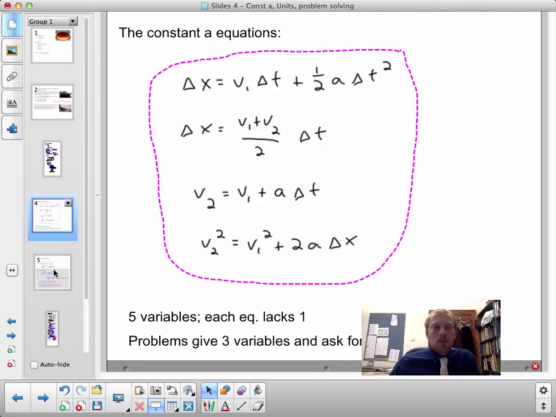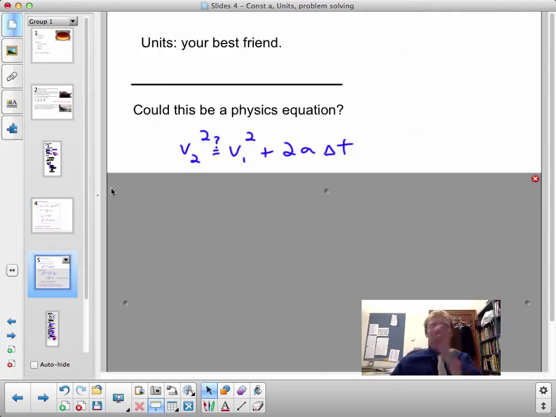Great. So let's do an example. Oh, no, let's not do an example. Let's talk about units, which are your best friend. Could this be a physics equation? v2 squared equals v1 squared plus 2a delta t. Man, it's the quiz, and I'm trying to remember that formula, and I think this is it.